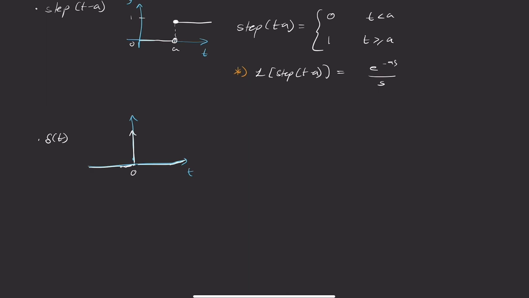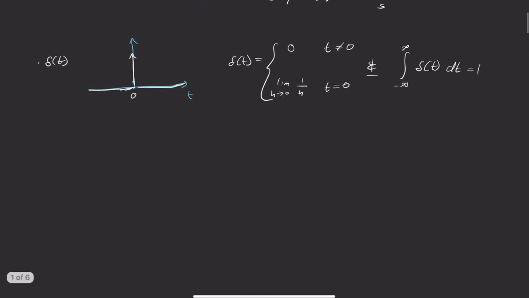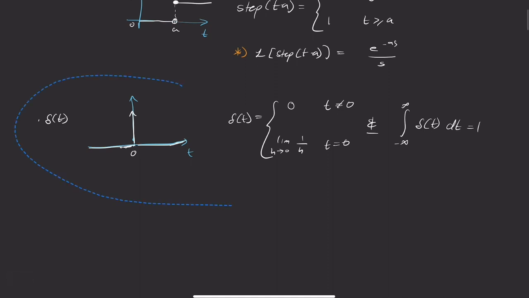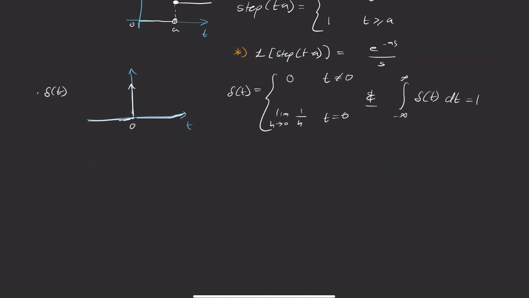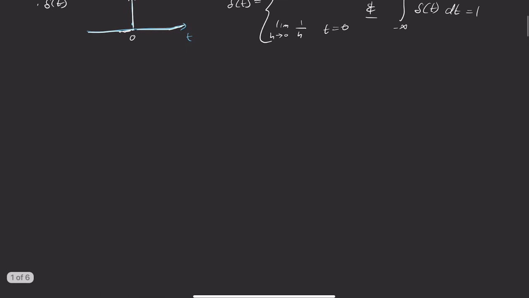And if we look at the mathematical definition of the Dirac delta, it's a two-part definition: one, it's 0 for all t not equal to 0, and at t equals 0, it's defined by the limit as h goes to 0 of 1 over h. The other condition to produce the Dirac delta function is that the integral from negative infinity to infinity, basically the entire domain of the Dirac delta function, dt, is equal to 1. Okay, next we want to talk about the chopper function.